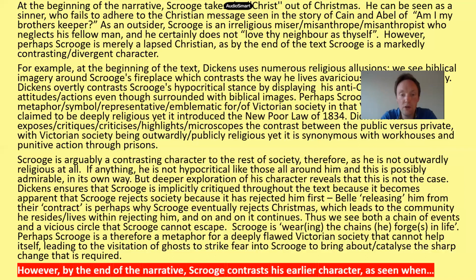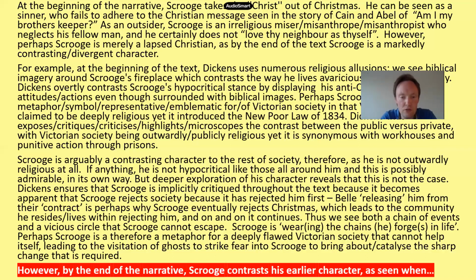Scrooge is arguably a contrasting character to the rest of the society, therefore, as he is not outwardly religious at all. If anything, he is not hypocritical like all those around him, and this is possibly admirable in its own way. Yet, deeper exploration of his character reveals that this is not the case.